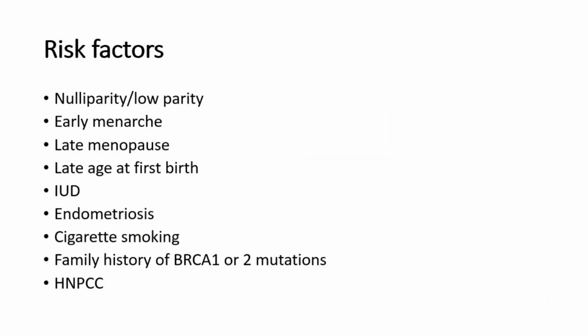These are the risk factors which put a woman at a higher risk of having ovarian cancer. Especially those who had no children, nulliparous or low parity, early menarche before 13 years old, late menopause, late age of first birth of baby, endometriosis, cigarette smoking, any family history of BRCA1 or 2 mutations, or family history of breast cancer, and also HNPCC, which is the hereditary non-polyposis colonic carcinoma.